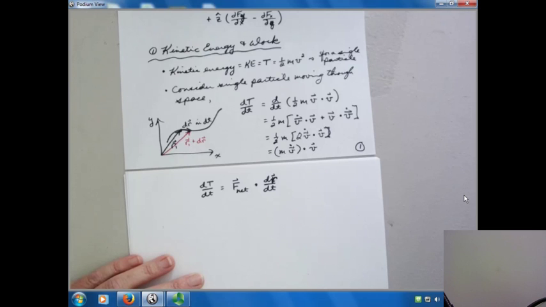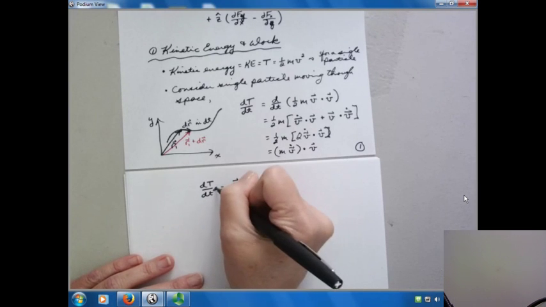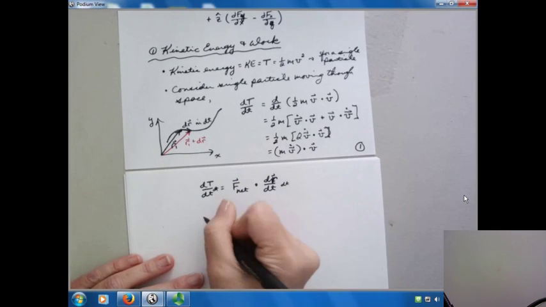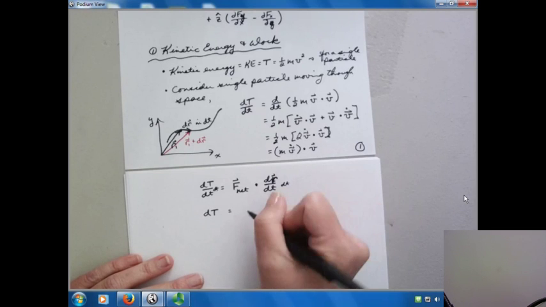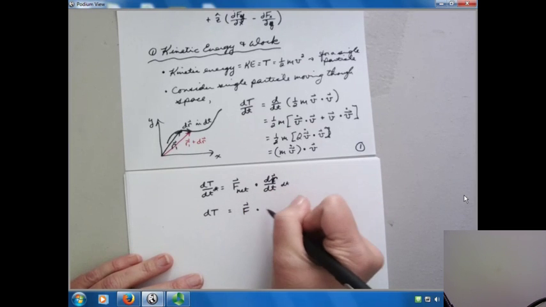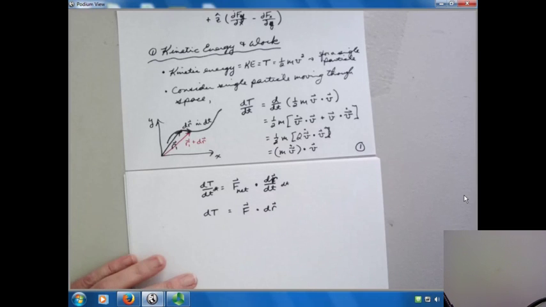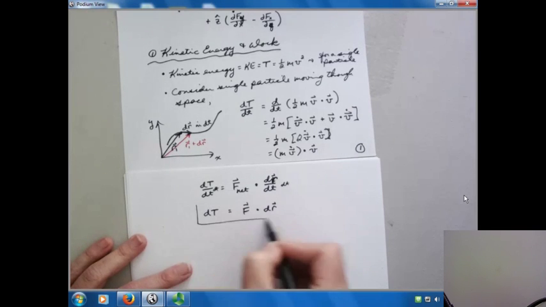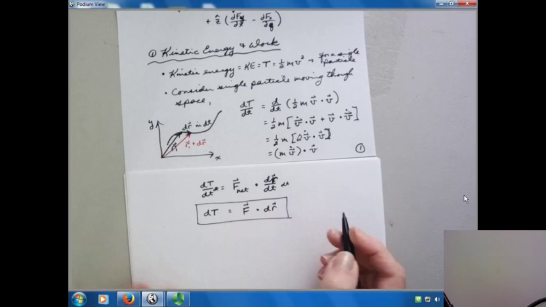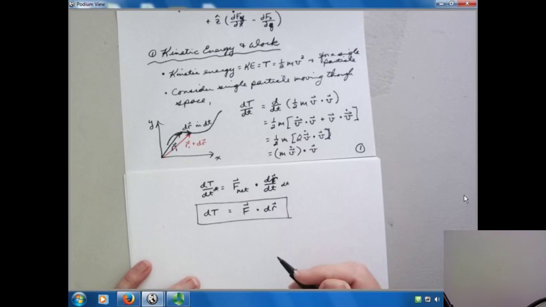Okay, so the next thing that I want to do here is just multiply both sides by that infinitesimal increment of dt. And I get that the infinitesimal change in kinetic energy is equal to F dot dr. Okay, well that's not bad. That's a pretty good result. And that's an important enough result that I'm going to go ahead and give it a name. This is the differential form of the work kinetic energy theorem.